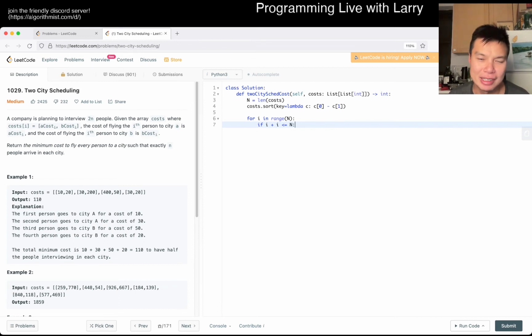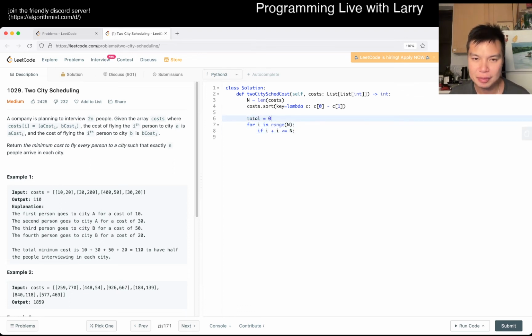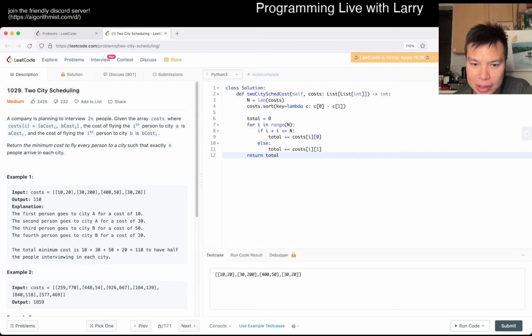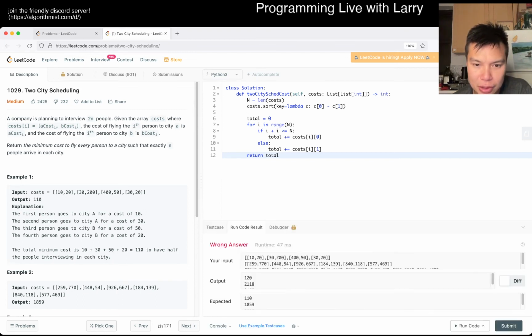But basically what we're saying is that the first half we add the city A cost, and then if it's in the second half we add this. I mean, you could write this in a couple of ways, of course, but that's the way that I would have it. And yeah, I think that's pretty much it, even though this looks pretty short. It's pretty long though, so that's a little bit sad.